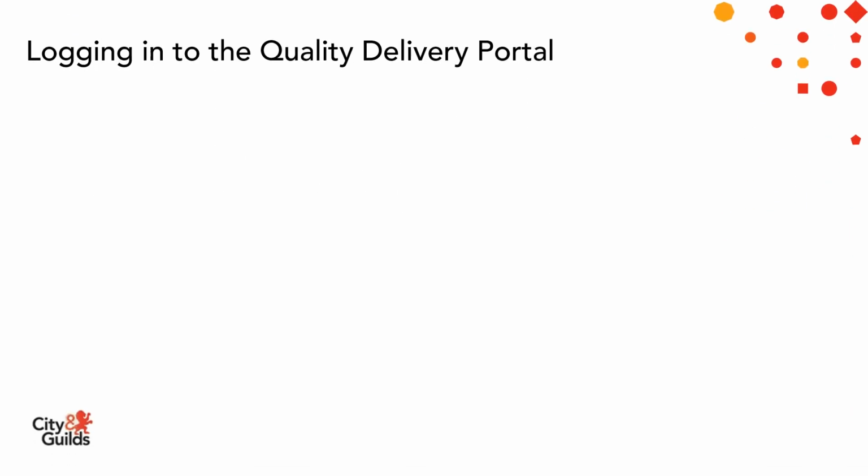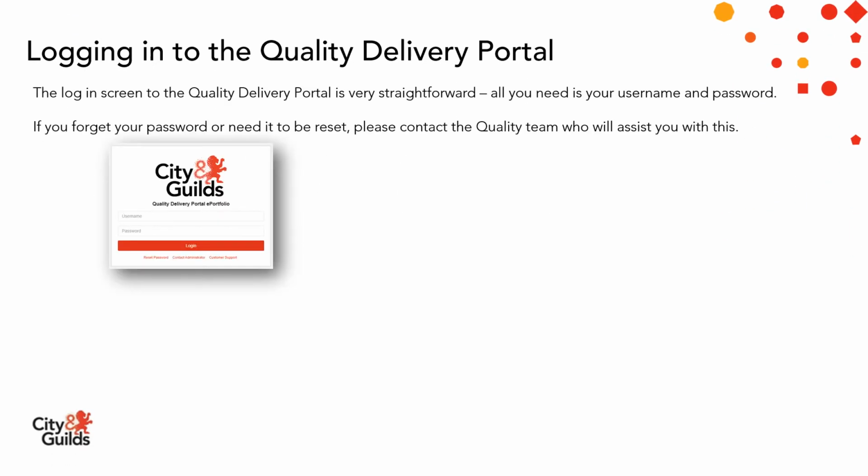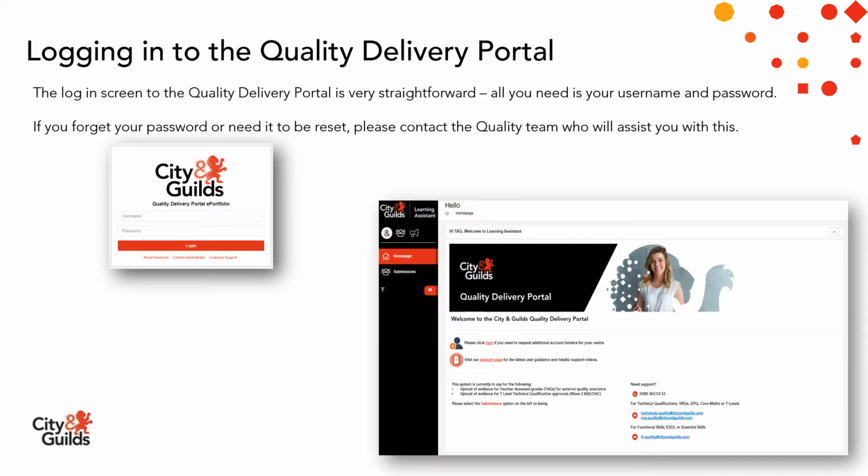So when you're logging into the Quality Delivery Portal for the first time, the login screen is actually really straightforward. All you need is your username and password. If you forget your password or need it to be reset, then please contact the quality team who can assist you with this. When you log in, you'll see the home page.